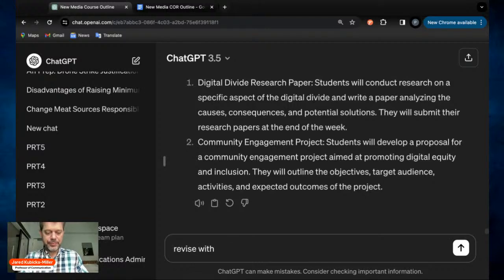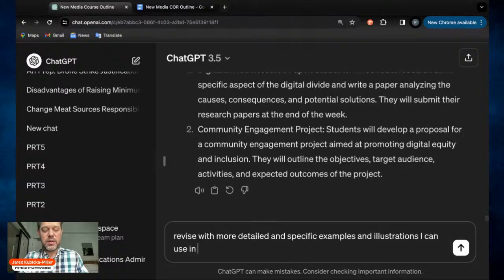Revise with more detailed and specific examples and illustrations I can use in class.